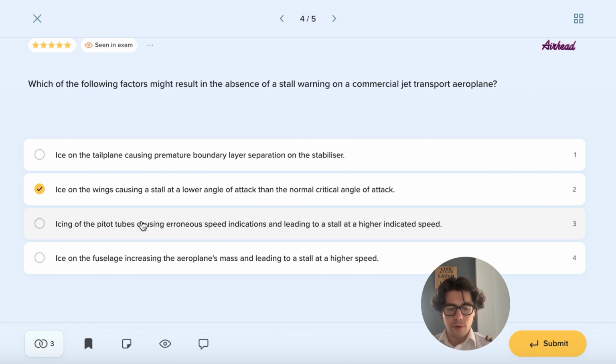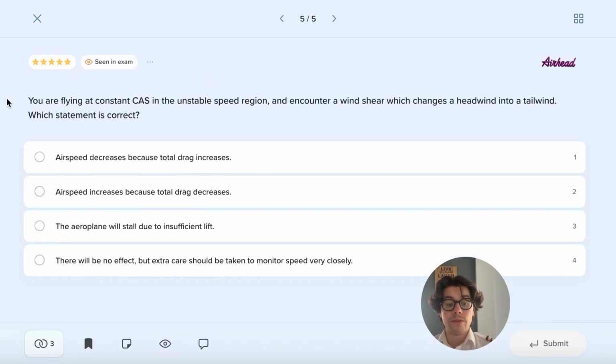And lastly, the fuselage increasing mass. Yes, I can see how this answer could be considered correct. However, first, what will happen is that the wings will stall at a higher angle of attack, and the mass accumulation will happen much later. So always remember the aerodynamics of the wing have the priority in case of these questions. And now lastly, the question number 5. You are flying at a constant calibrated airspeed in the unstable region and encounter a wind shear which changes a headwind into tailwind. Which statement is correct?